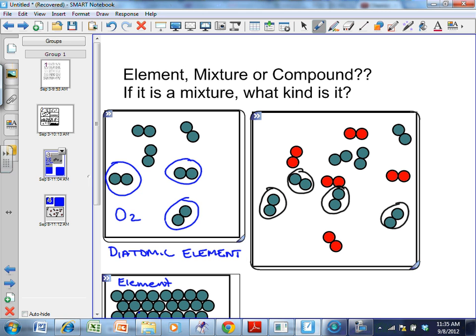It might be the substance in the box next door here. But now we have a different kind of element too. This is also an element because each molecule has just the two red dots that are the same size. So that's a different element. These are not chemically joined to each other. So this is a mixture of elements.